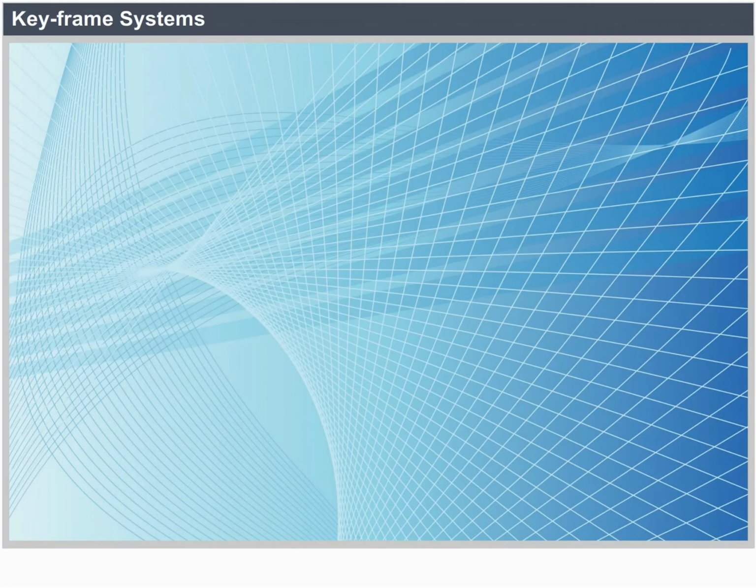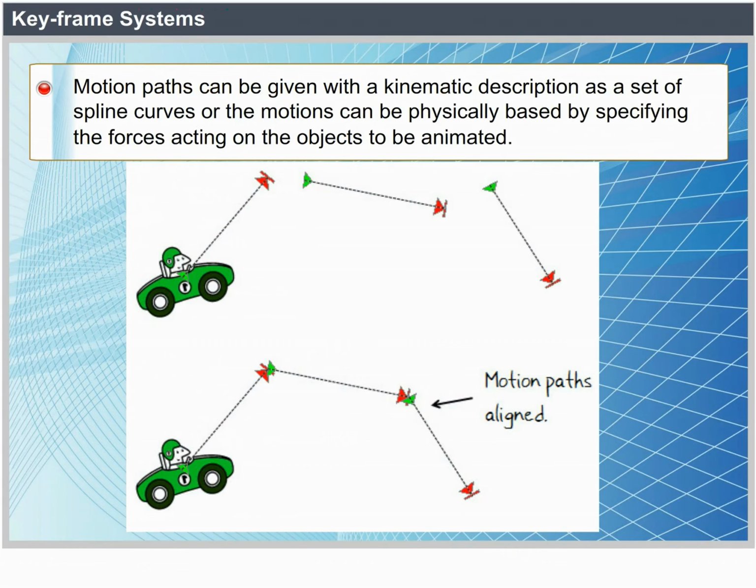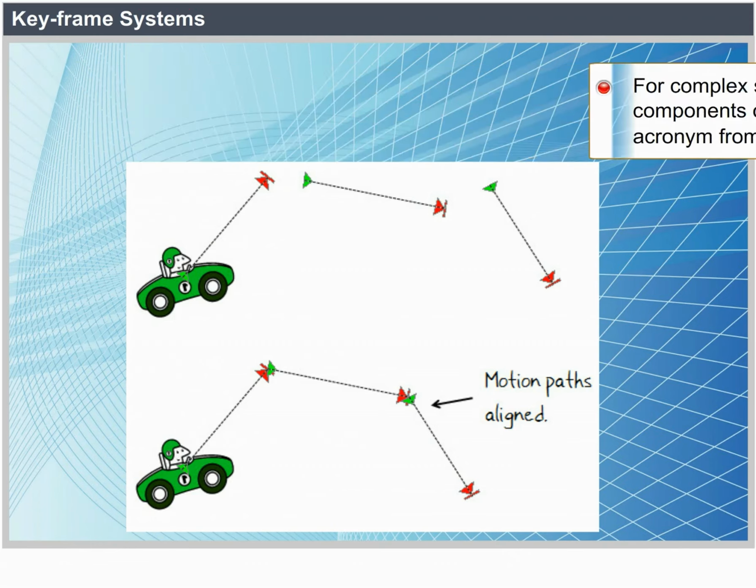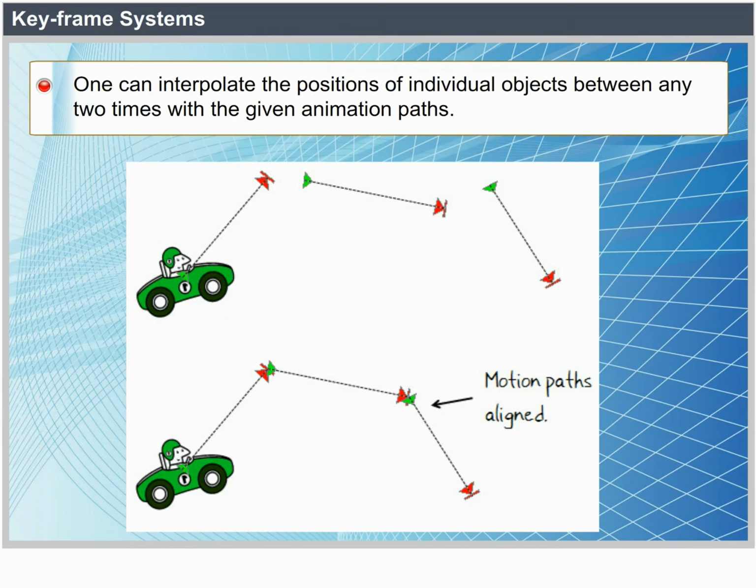Keyframe systems. We generate each set of in-betweens from the specification of 2 or more keyframes. Motion paths can be given with kinematic description as a set of spline curves, or the motions can be physically based by specifying the forces acting on the objects to be animated. For complex scenes, we can separate the frames into individual components or objects called cells, celluloid transparencies, an acronym from cartoon animation. Given the animation paths, we can interpolate the positions of individual objects between any 2 times.